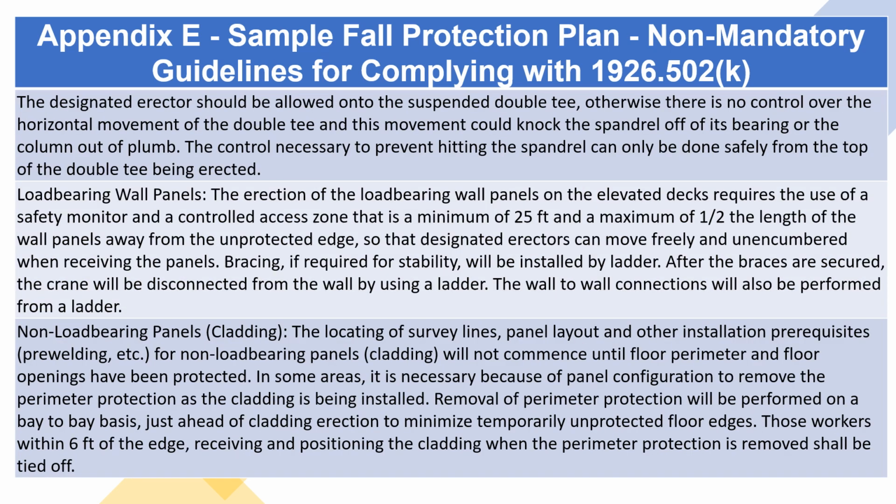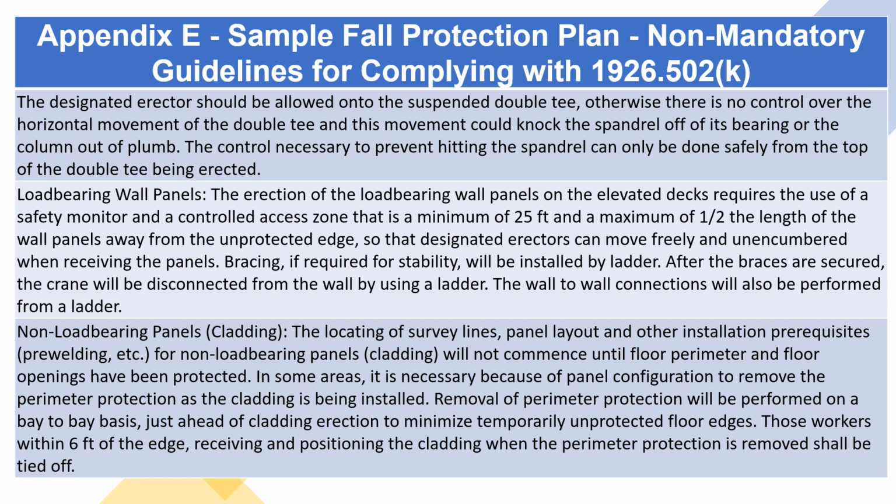The designated erector should be allowed onto the suspended double T, otherwise there is no control over the horizontal movement of the double T, and this movement could knock the spandrel off of its bearing or the column out of plumb. The control necessary to prevent hitting the spandrel can only be done safely from the top of the double T being erected.